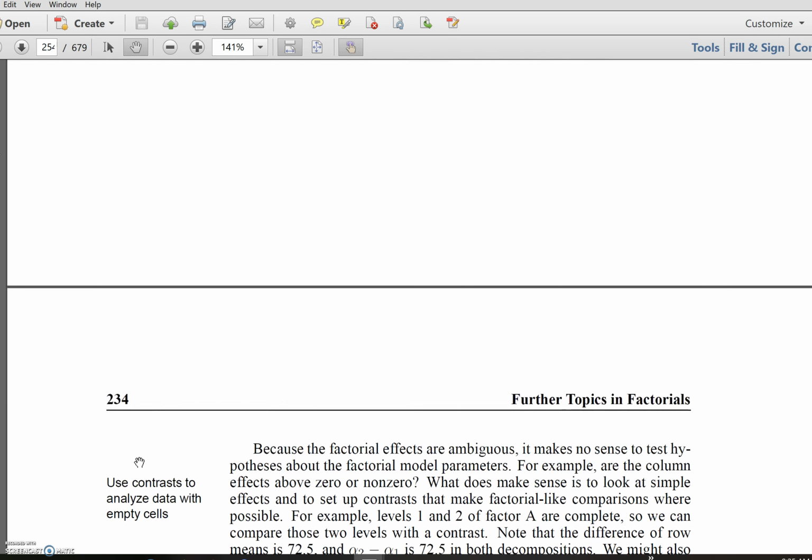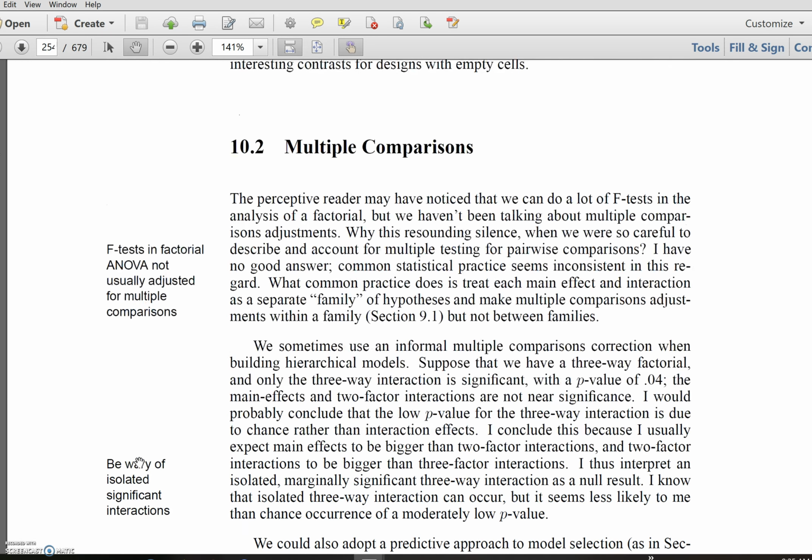Where am I trying to get to here? Empty cells. I'm not going to talk about that particularly, but do read through it. I did want to get to this section 10.2 though. I really appreciate that he includes this because honestly, when I was going through experimental design, it never occurred to me at the time, but it did later as I started doing research into multiplicity corrections and how they get used and don't get used in a lot of data analysis.